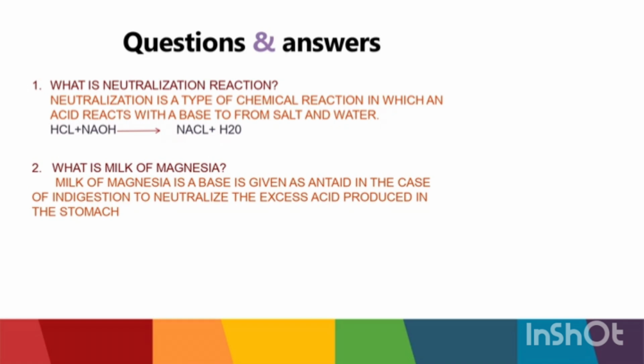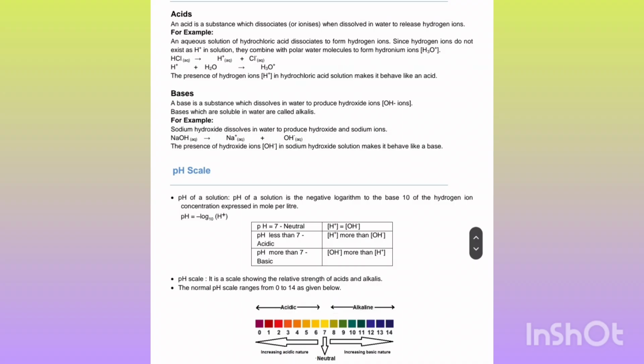So what is neutralization reaction? Neutralization is a type of chemical reaction in which an acid reacts with a base to form salt and water. HCl plus NaOH will form NaCl plus H2O. What is milk of magnesia? It is a base which is used as an antacid.